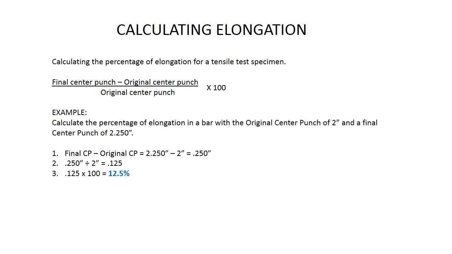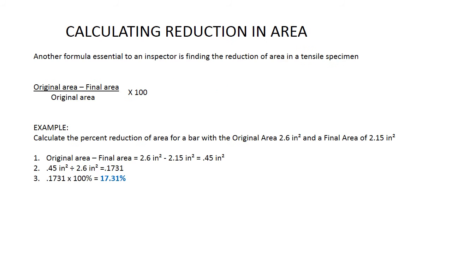Okay, calculating reduction in area. Another formula that is especially important to an inspector is finding the reduction of area in a tensile specimen. So first you take the original area minus the final area. Then you divide it by the original area times 100. Example. Calculate the percentage reduction of area for a bar with an original area of 2.6 inch squared and a final area of 2.15 inch squared.